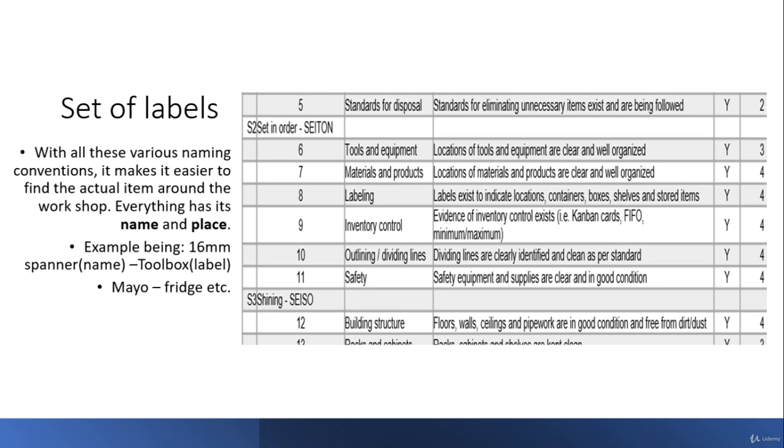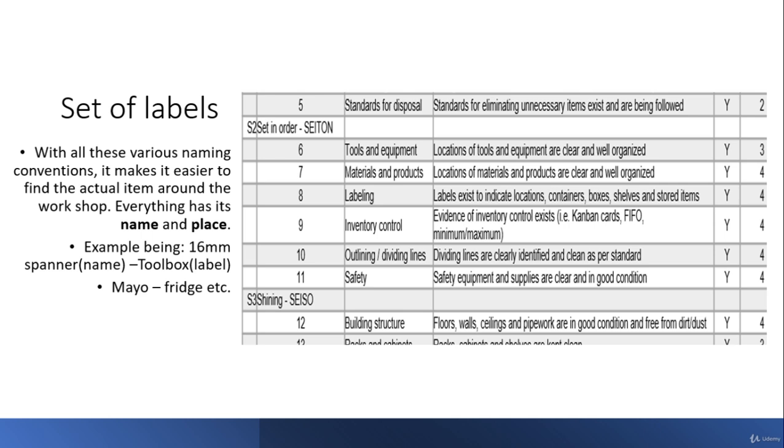To the right, we can see the image over there where I've made a little list and the criteria involved as well. So for set in order, I've got tools and equipment need to be set in order, materials and products, labeling, inventory control, dividing lines, and safety. All those factors need to be set in order. To the right, I have just described the criteria.